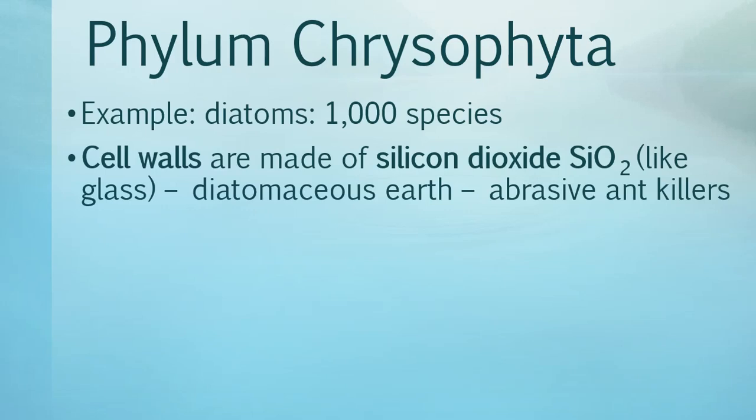You've probably heard of diatomaceous earth. It's the silicon dioxide glass-like cell walls from the dead diatoms that we use for various things. It's abrasive. You can imagine, it's like broken glass. So we use it as an abrasive ant killer, and what will happen is the ants will either crawl across it and it cuts them up, and then they die of losing fluids, or they can possibly eat it in some sort of bait.